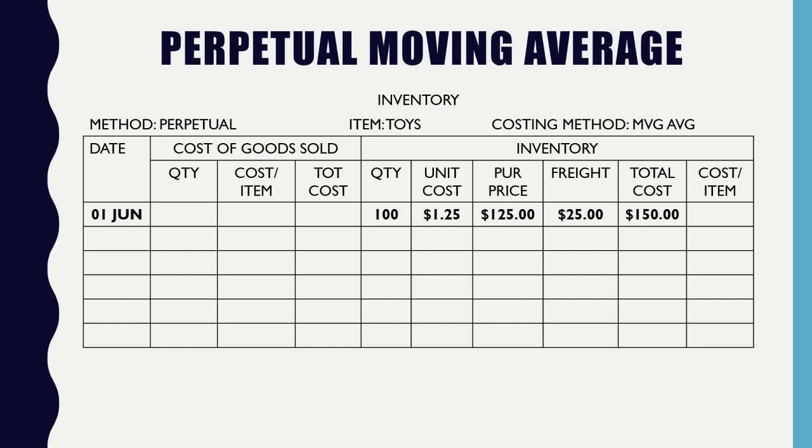Now in this case, the assumption is that if we were to sell anything, or if this is the only batch of inventory that we have, then your first rule of thumb is you should definitely figure out what the average cost per item is, because this is what you have available. So I'm going to calculate that, and it's going to be $1.50 each.